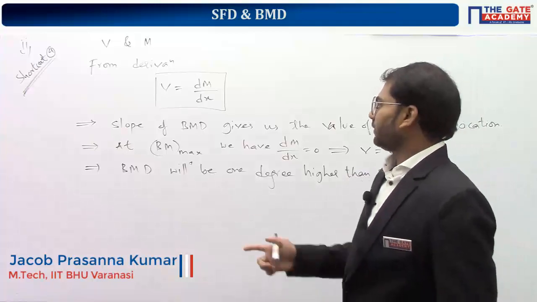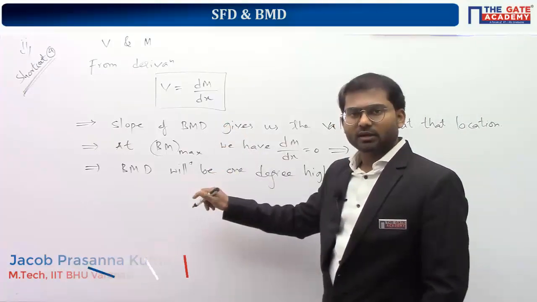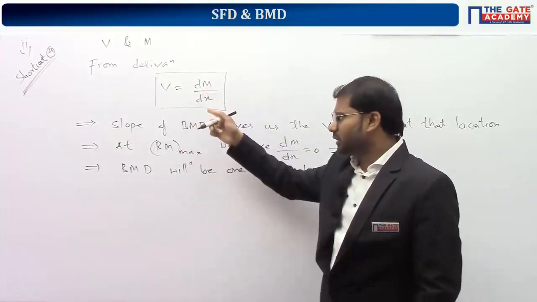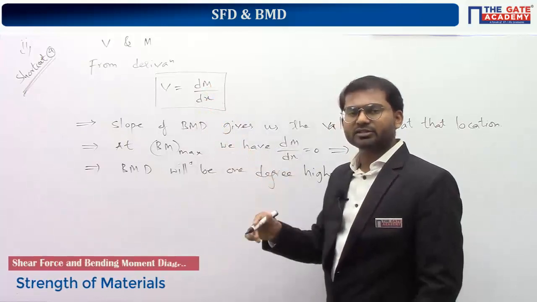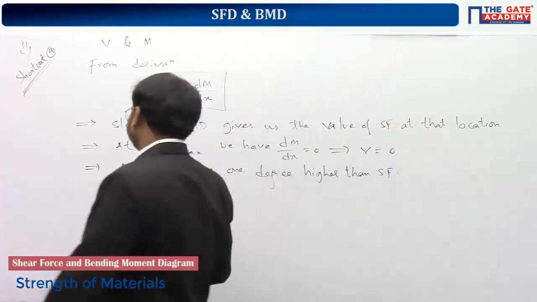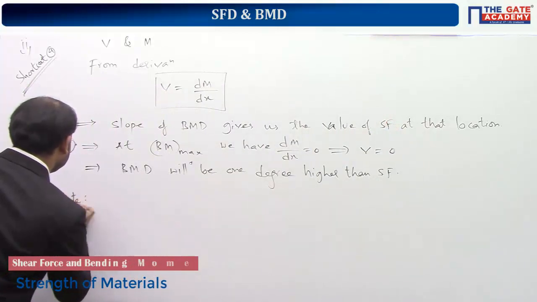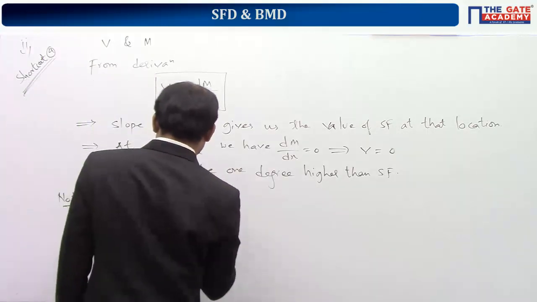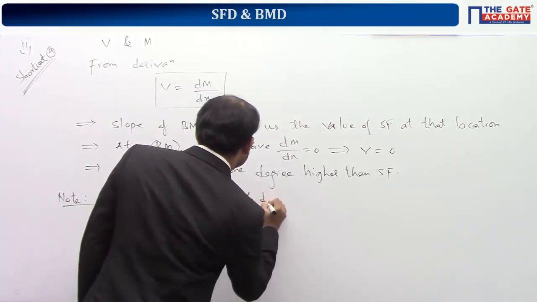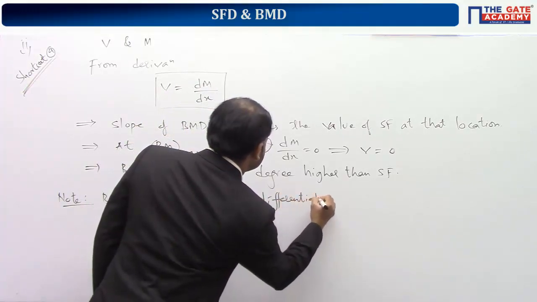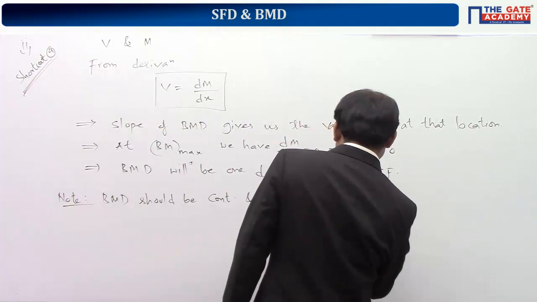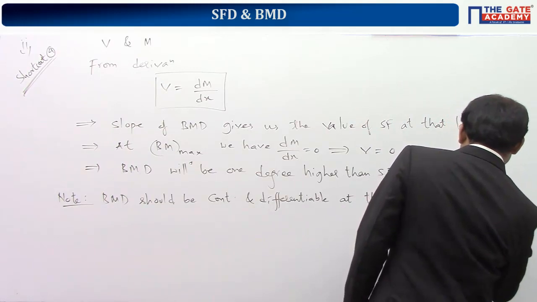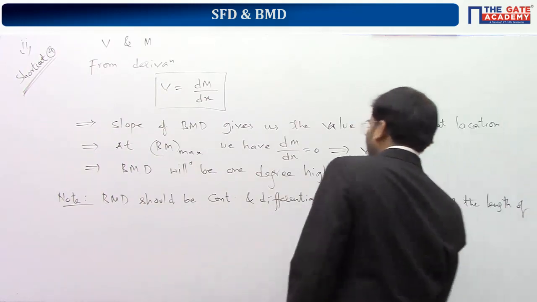And again, we can say all these results hold under the condition that the bending moment diagram is continuous at every location, or at least at the location where we are doing this discussion. Clear? It should be continuous and differentiable at that location. You can copy. So the note point here is: the bending moment diagram should be continuous and differentiable at that location along the length of the beam.